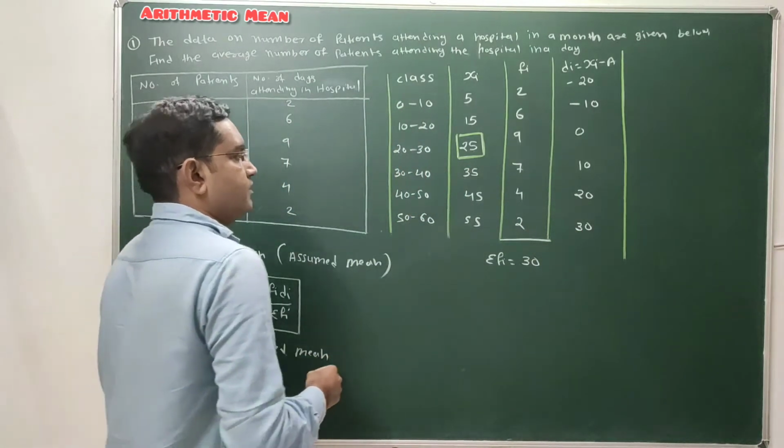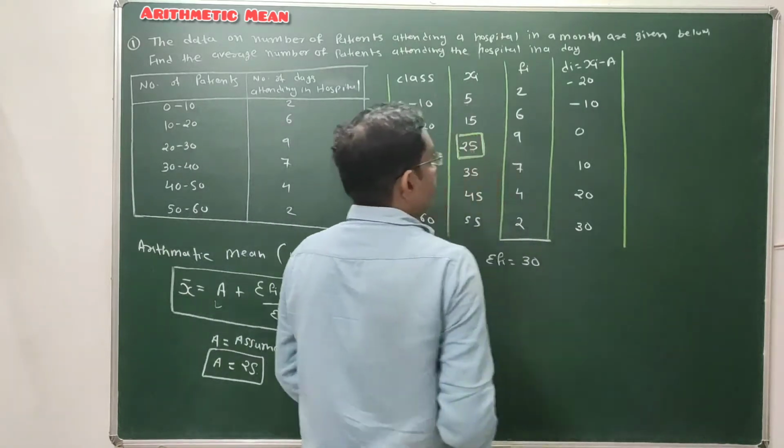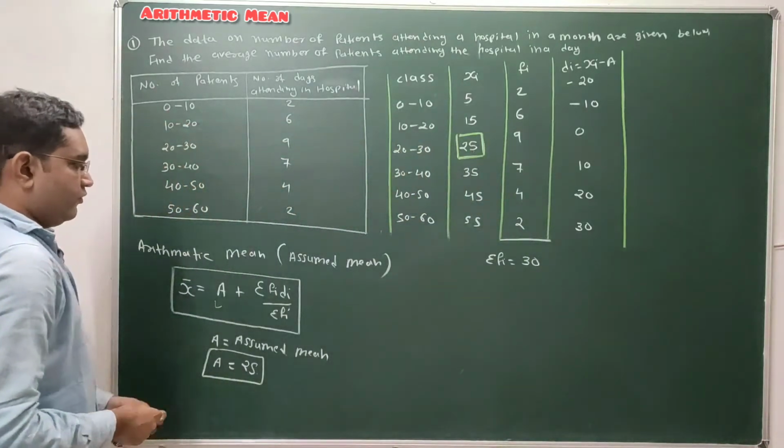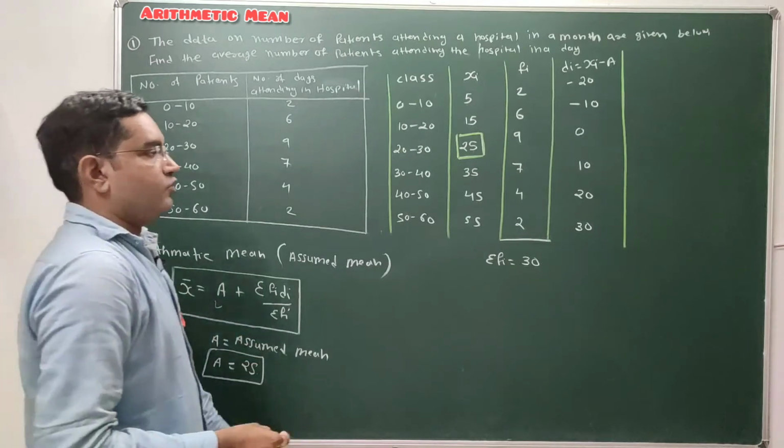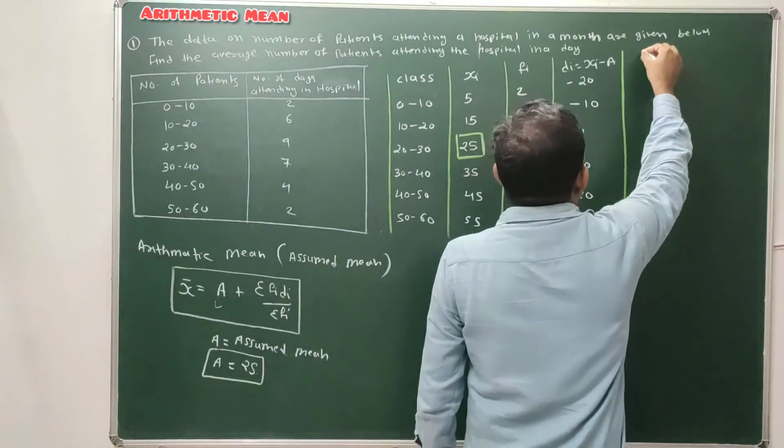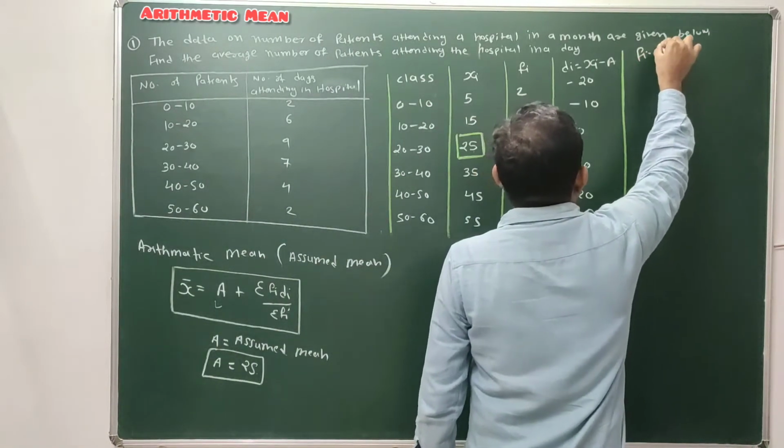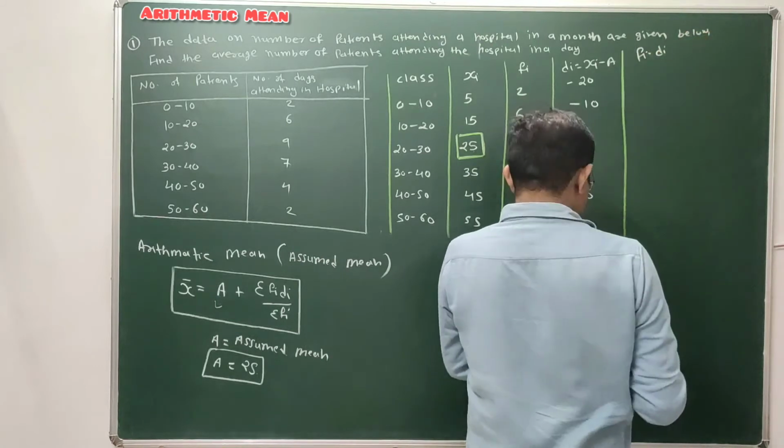This is di. Then in the last column we have to find sigma fi di. So to find sigma fi di, we require fi into di.